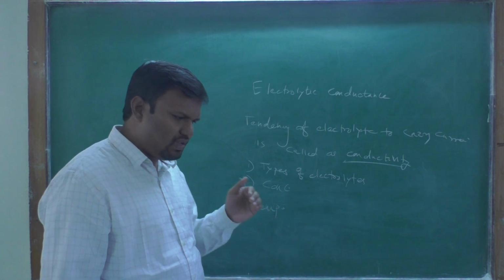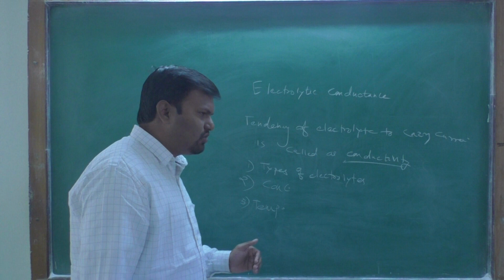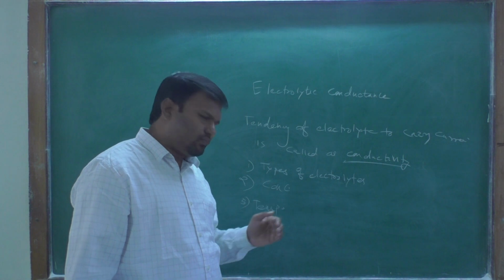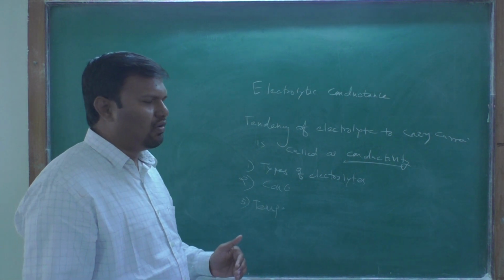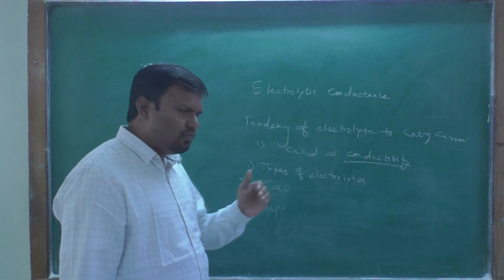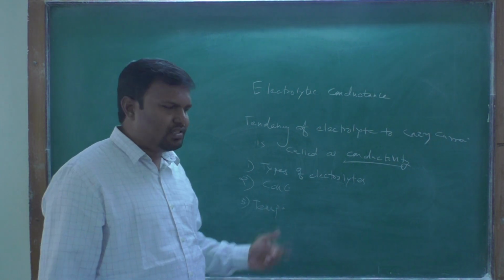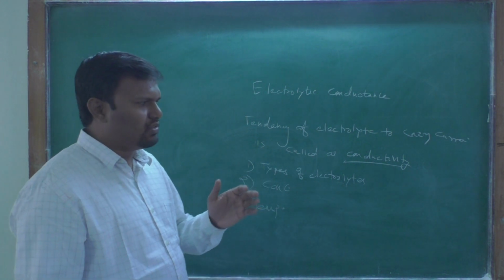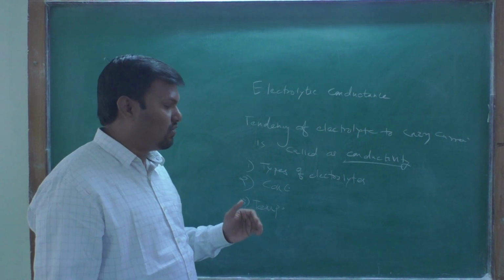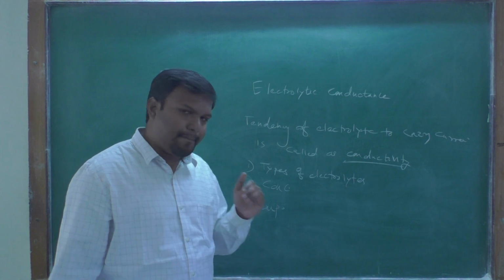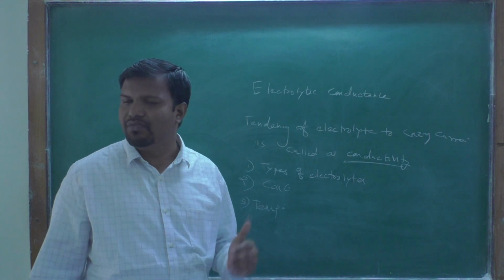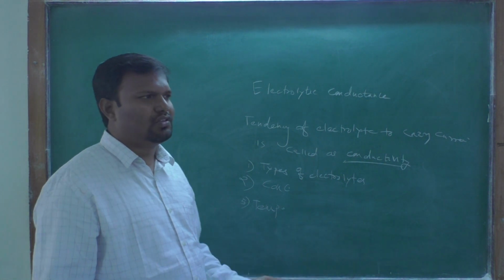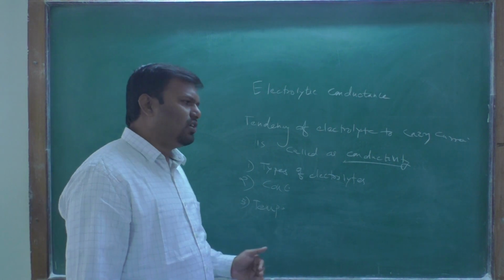When you have a weak electrolyte and you increase the temperature, the dissociation of ions, positive and negative, goes on increasing. Therefore, as temperature increases, the conductivity increases in the case of a weak electrolyte. This is opposite to a metal, where as temperature increases, its conductivity decreases.